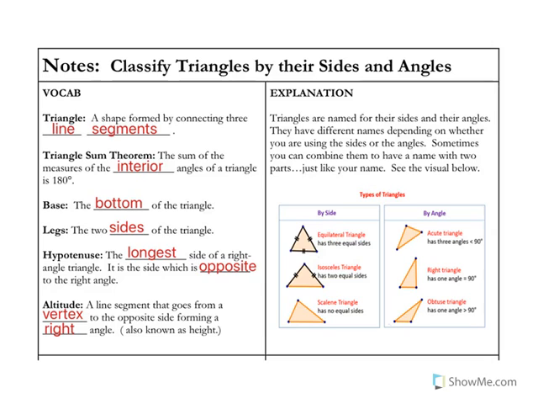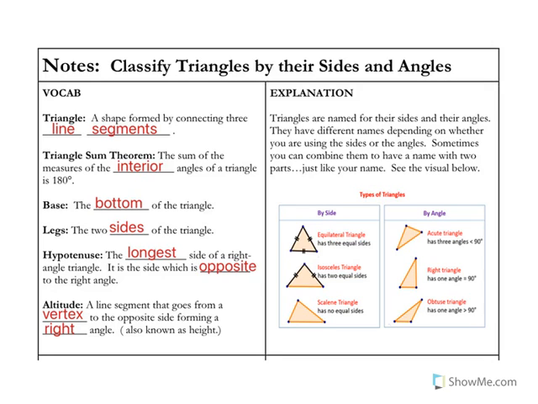Triangle sum theorem, this is a theorem. It says that the sum of the measures of the interior angles of a triangle is 180 degrees. So all of the angles inside of a triangle equal 180 degrees. The base is the bottom of the triangle. The legs are the two sides of the triangle.